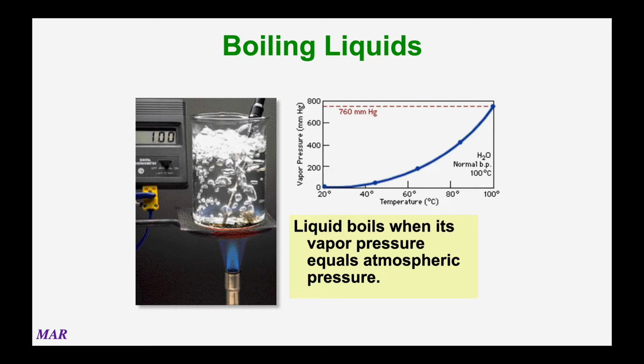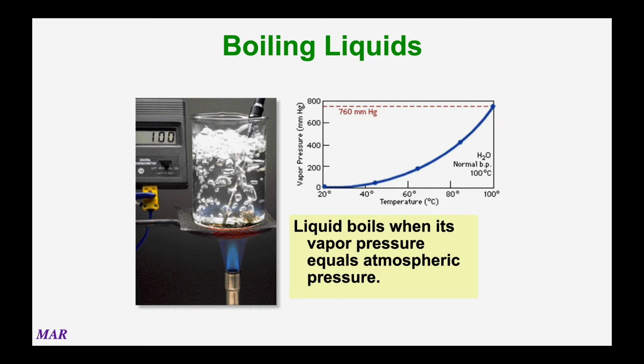Vapor pressure, like all pressures, goes up with temperature. So we saw in the gas section, PV equals nRT. Pressure and temperature are proportional. So temperature goes up, your pressure goes up. And this applies to vapor pressure as well.